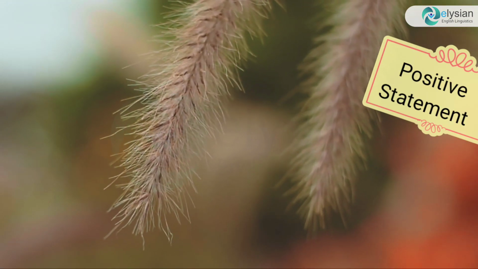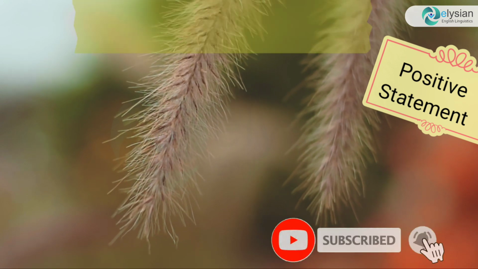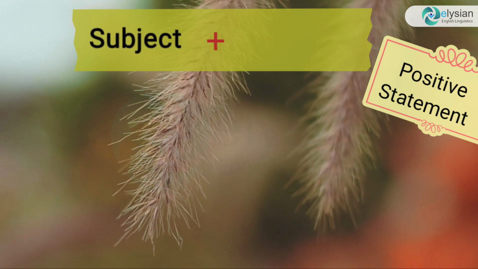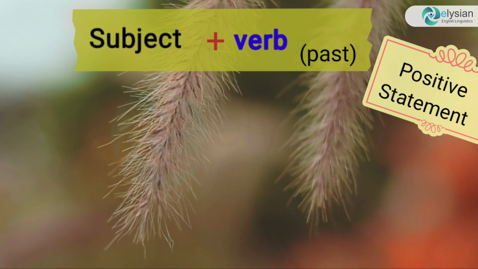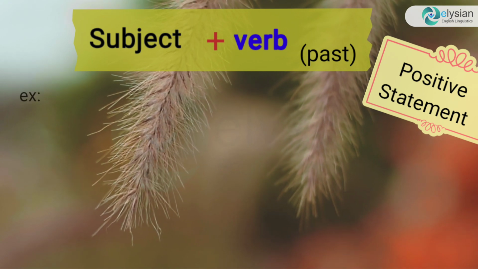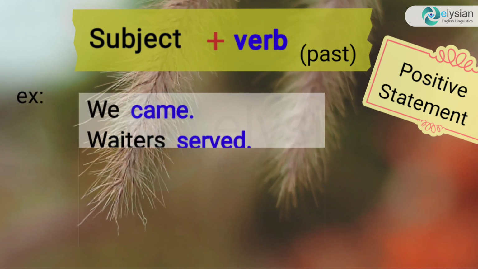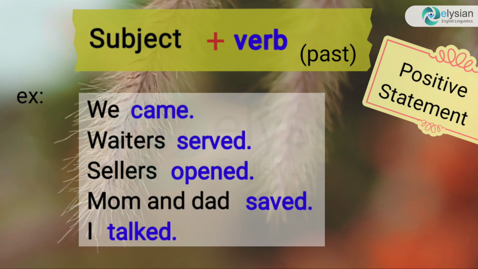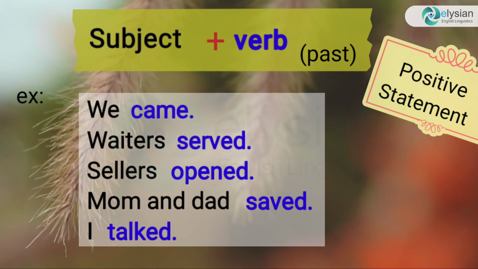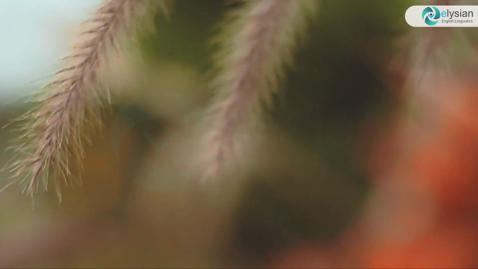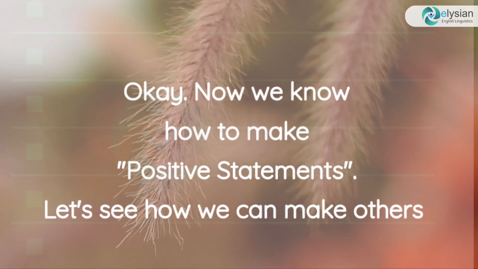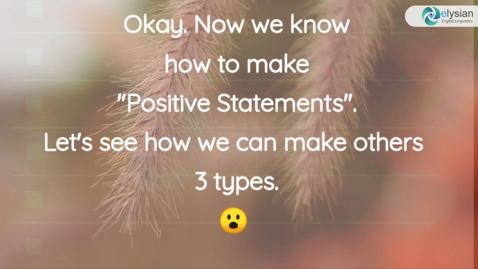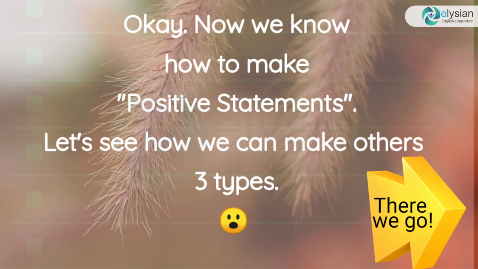To make a positive statement or yes sentence, you can simply follow this formula. Subject and past verb. So let's take some examples. We came. Waiters served. Sellers opened. Mom and dad saved. I talked. Okay, now we know how to make positive statements. Let's see how we can make other 3 types.